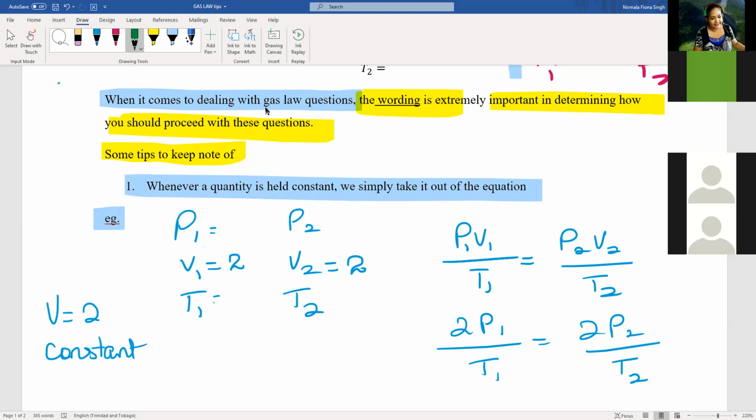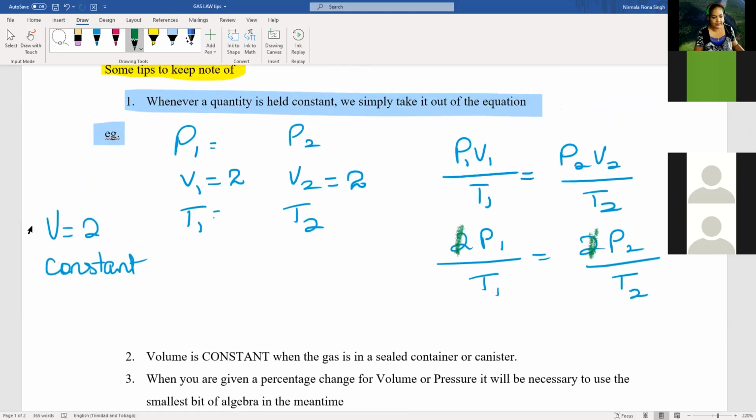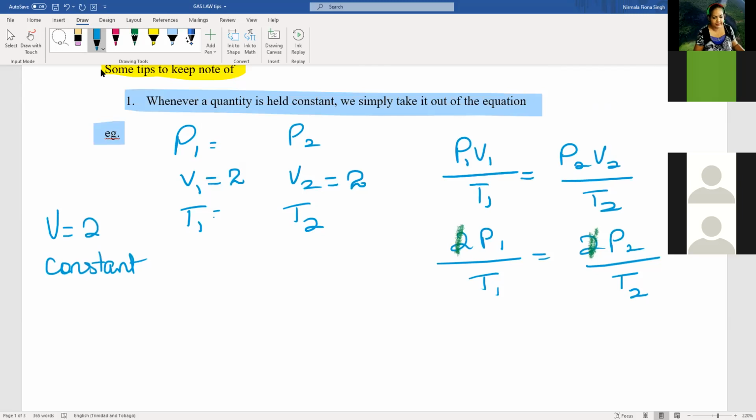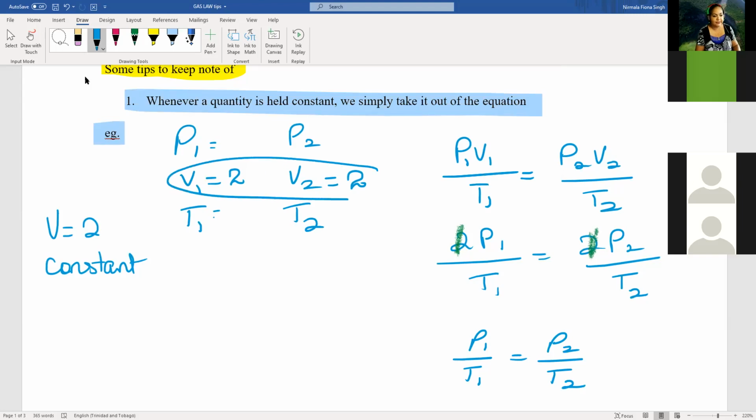All right, so the twos will cancel. And look what we end up with now. We're going to end up with P1 over T1 is equal to P2 over T2. Isn't that the same thing as saying if I had started my equation and I said that V is constant, all you have to do is take it out of the equation. So it makes life easy, right? Whenever a quantity is being held constant, all you have to do is take it out of the equation.